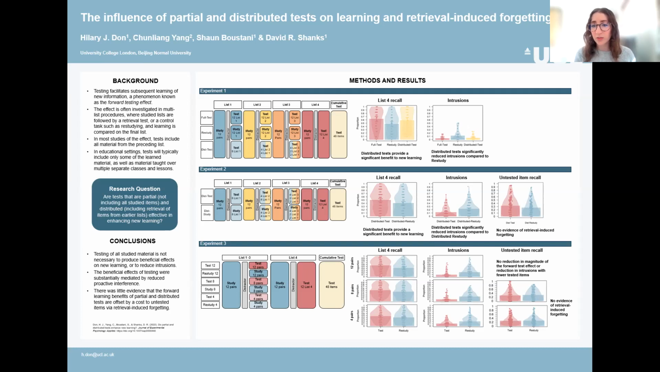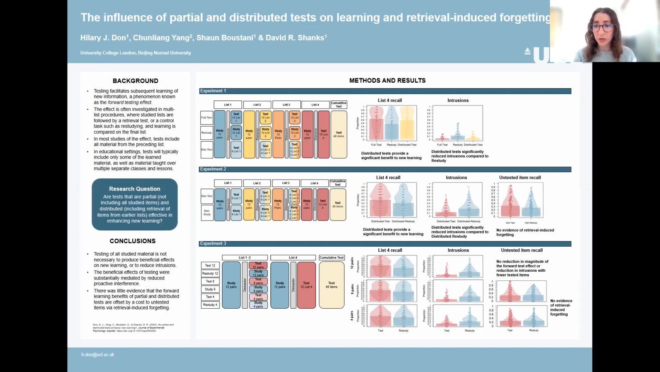In 3 experiments, participants studied 4 lists of 12 word pairs. In experiment 1, we compared a full test group, which was tested on every item in the previous list, a full restudy group, which restudied every item in the previous list, and a new distributed test group, which tested only 8 items in each test. And these items were a mix of items from the immediately preceding list, as well as earlier lists. We found that this was successful in enhancing new learning in the final list, and it also reduced intrusions.